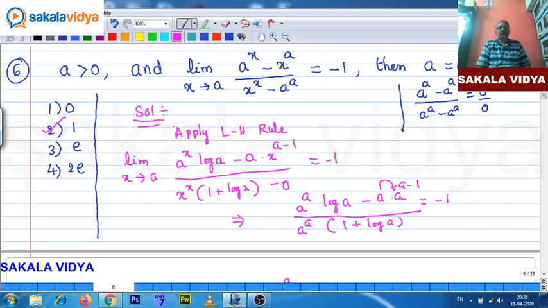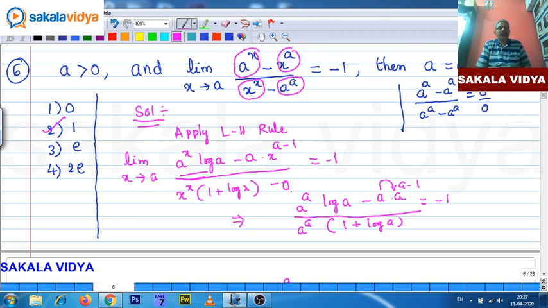So here see, differentiation of a power x is a power x log a. Differentiation of x to the power of a is a into x to the power of a minus 1. Differentiation of x to the power of x, as we have done in derivatives, is x to the power of x into 1 plus log x. Derivative of a power a is constant 0, and which is equal to minus 1.